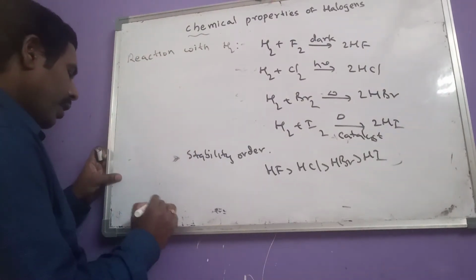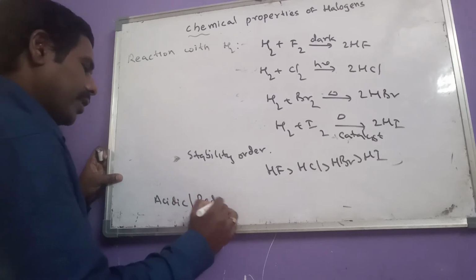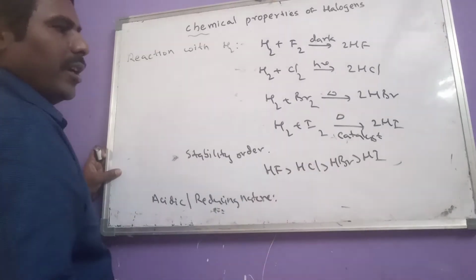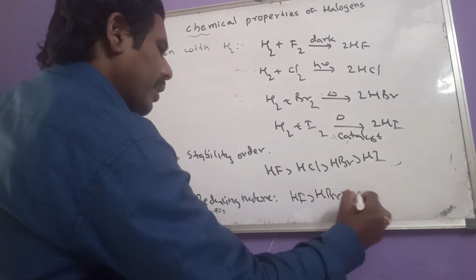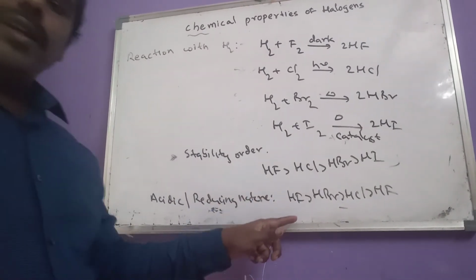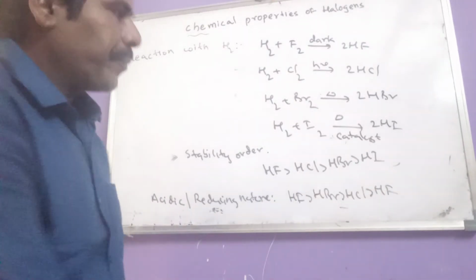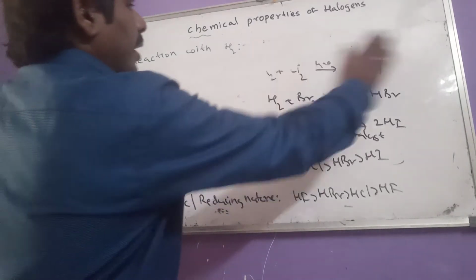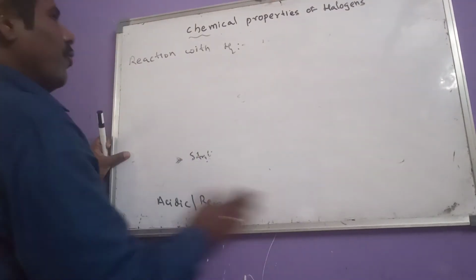And then the order of acidic and reducing nature is the reverse of this. That means HI greater than HBr greater than HCl greater than HF. So HI is a strong acid and strong reducing agent compared with the remaining hydrohalides. Okay, this is reactivity with hydrogen.